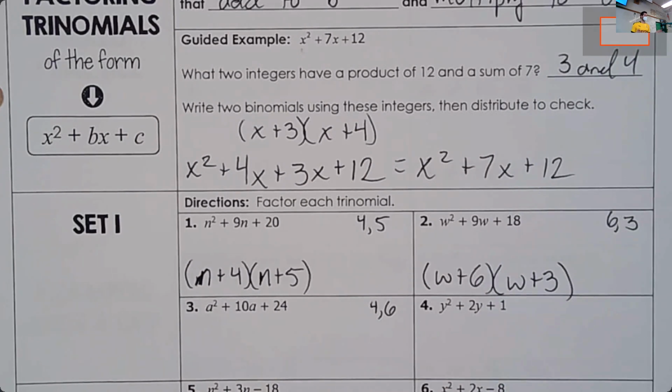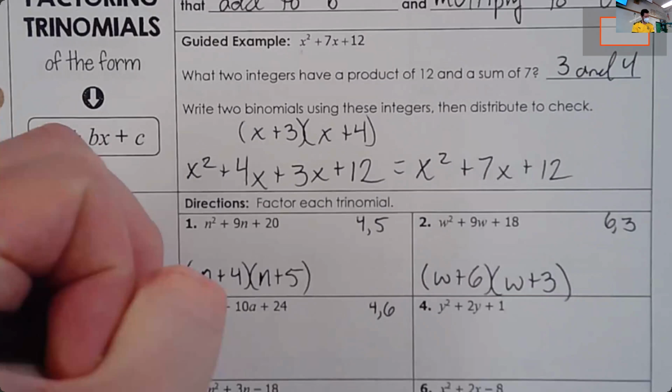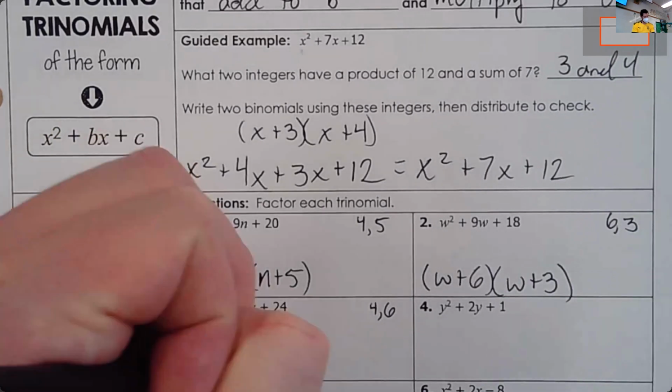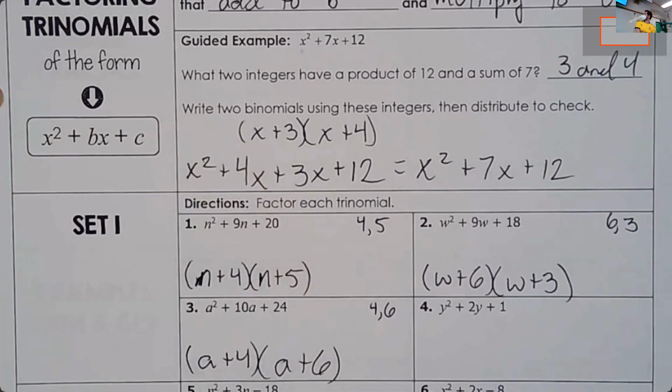So if you don't know off the top of your head, just make a list of factors and then add them together, see if it works, because visually sometimes it helps to see in front of you on the paper those factor pairs, and then you can add them up and find out if it works or not. But 4 and 6 are the numbers we need here, so we're going to get a plus 4 times a plus 6, and that's our answer.